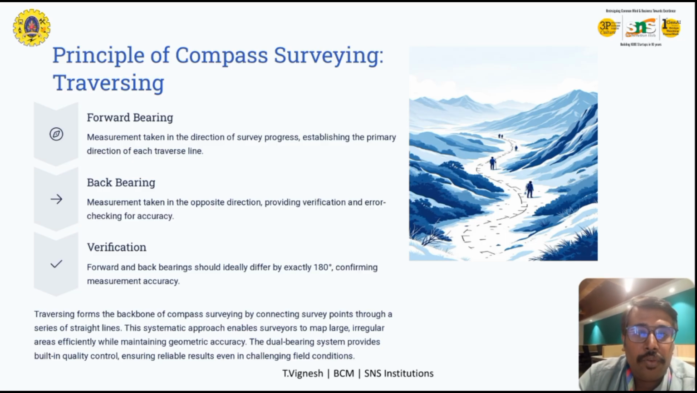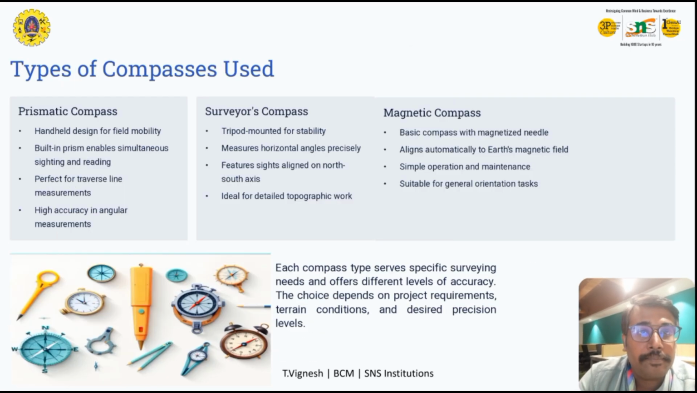Traversing forms the backbone of compass surveying by connecting survey points through a series of straight lines. This systematic approach enables users to map larger or irregular areas efficiently. The dual bearing system provides built-in quality control, ensuring reliable results even in challenging field conditions. It is mainly used for terrain. Once the terrain is very difficult to measure, compass surveying can be used effectively.